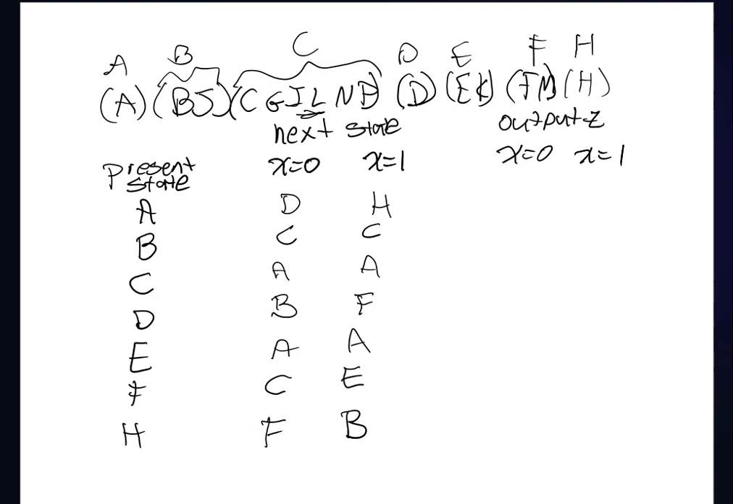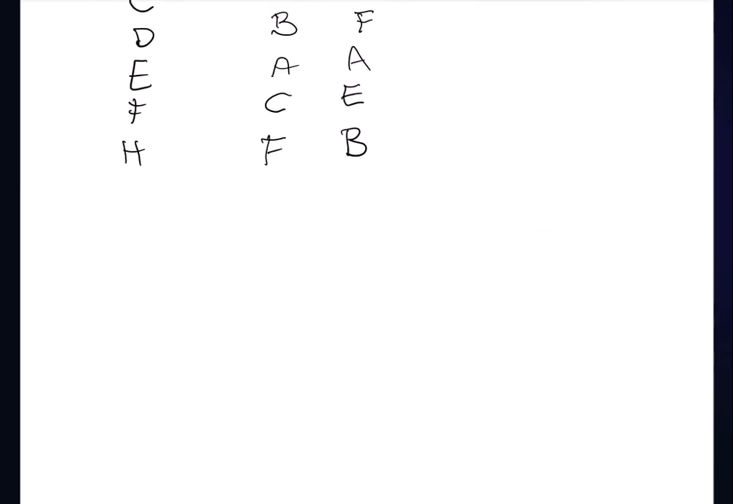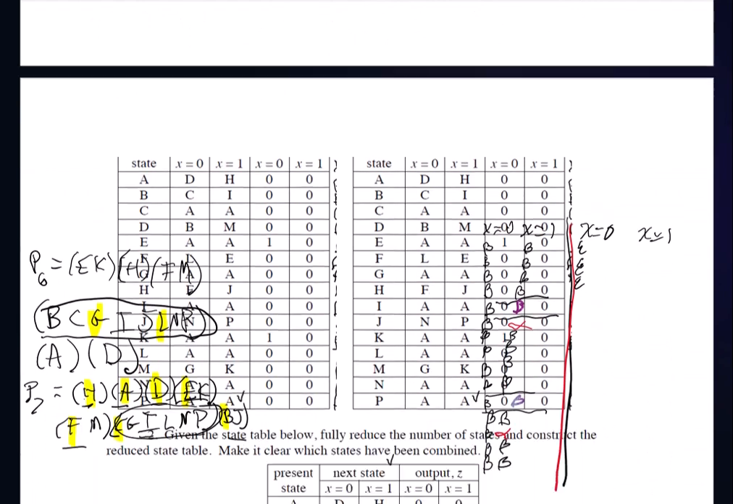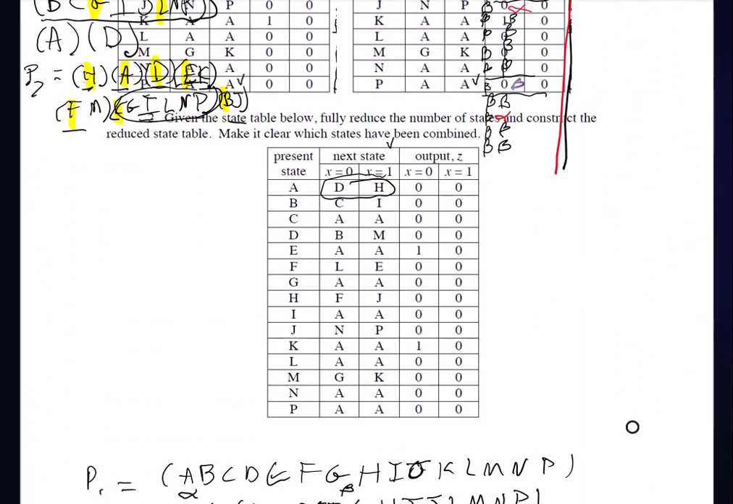Alright, now we need our output, so we can just find the output for A, B, C, D, E, F, and H. And those will be our outputs over here. So, A, B, C, D, E, F, and H. Notice those are all 0, 0, except for E, which is 1, 0.